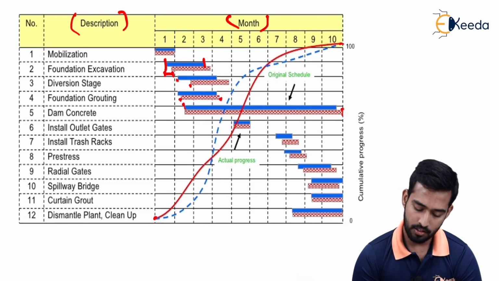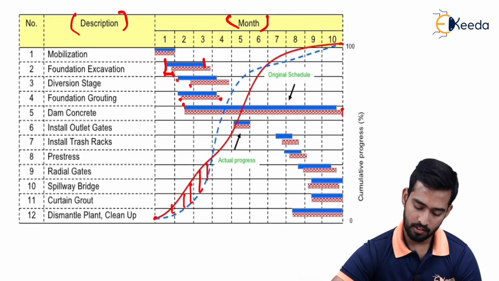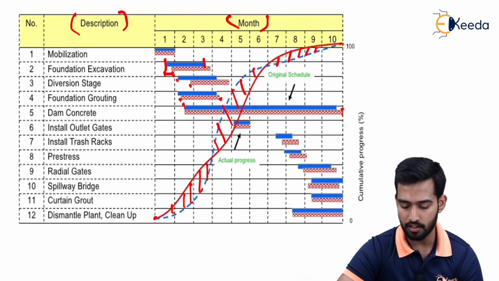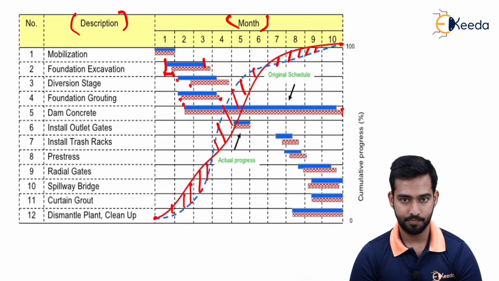So sometimes the progress of the work was over your original schedule. Sometimes the progress of the work was below the scheduled time, and then we have to cope with it by providing more resources and complete the work within the allotted time period.